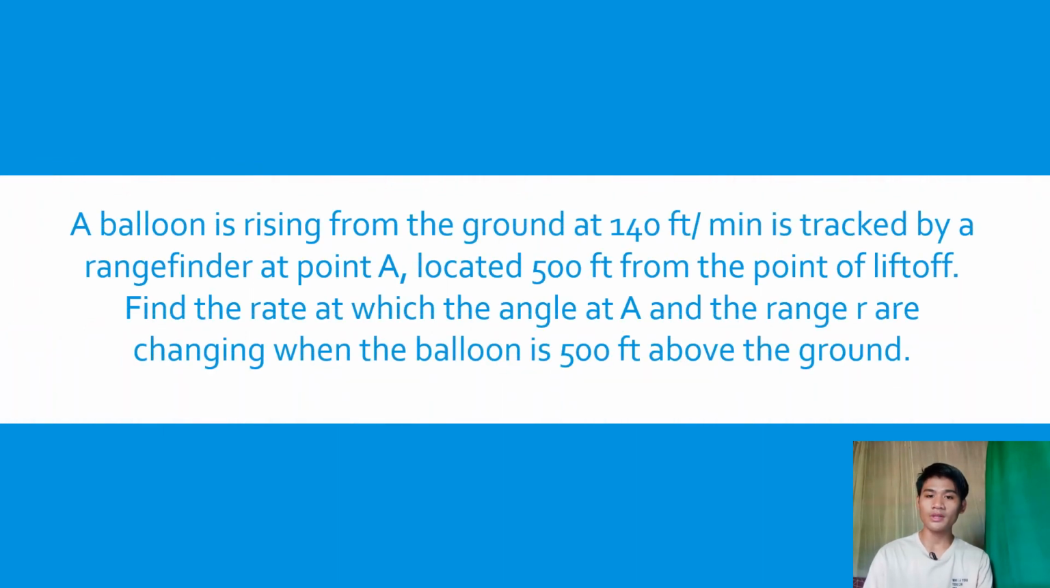So the first example is a balloon rising from the ground at 140 feet per minute. It is tracked by a rangefinder at a point A located 500 feet from the point of lift-off. Find the rate at which the angle at A and the range R are changing when the balloon is 500 feet above the ground. So in this example, we are looking for two answers, which are the rate of change of the angle at A, and the rate of change of the range R, when the balloon is 500 feet above the ground.